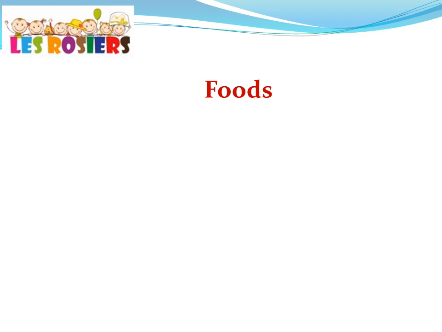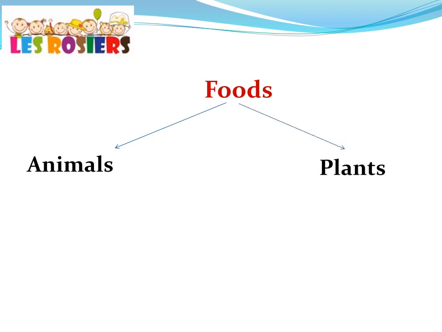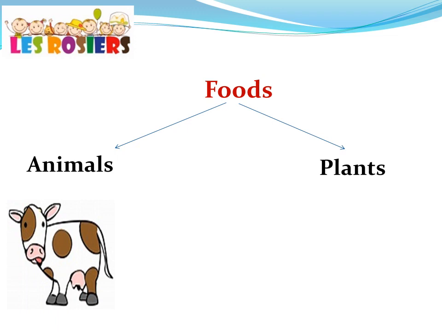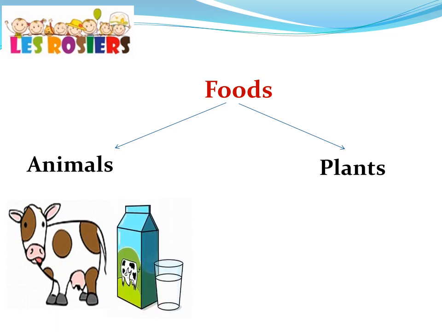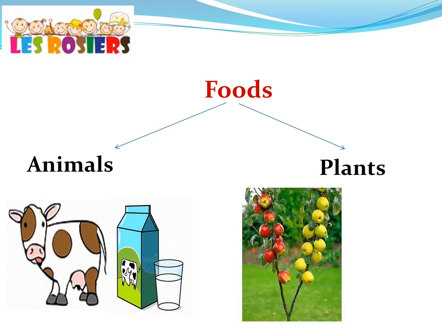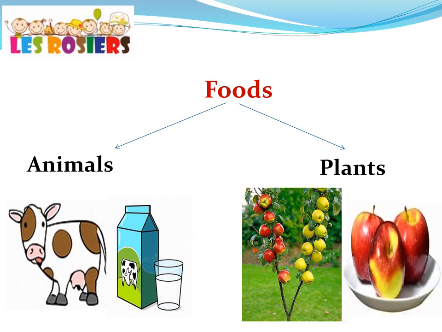In foods, we have foods that come from animals and foods that come from plants. For the animals, we have a cow here and the milk. So the milk comes from the cow. And we have here a plant, an apple tree or apple plant. And we have here apples.